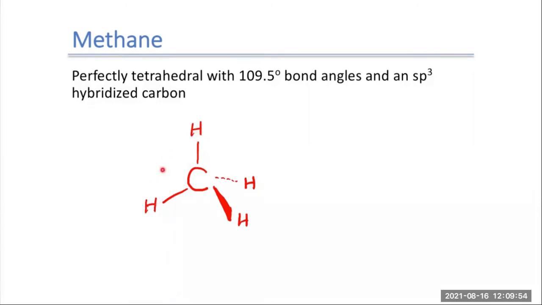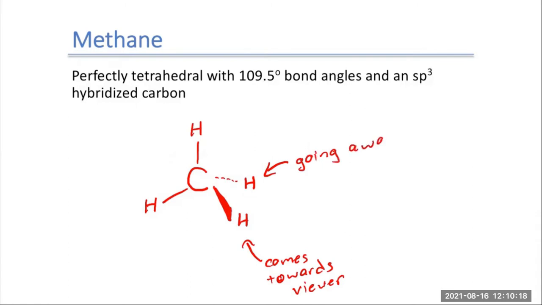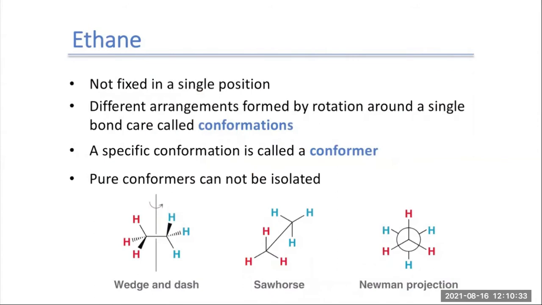Two hydrogens are in the plane of the paper. One comes out at me. One goes behind, away from me. So it comes towards the viewer. And that one is going away from the viewer. And that's about all we can talk about for the 3-dimensional aspects of methane.